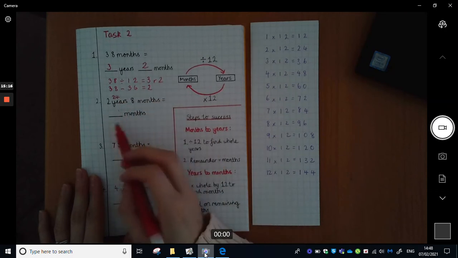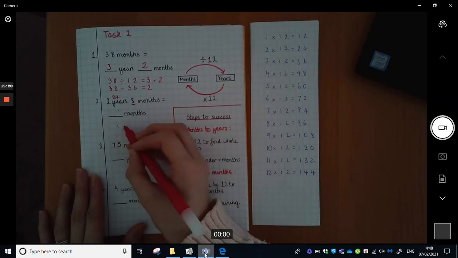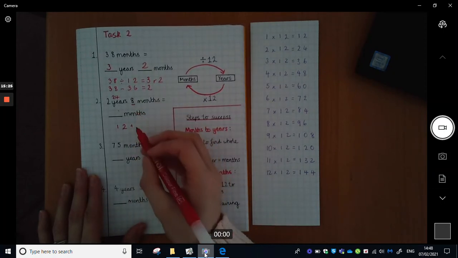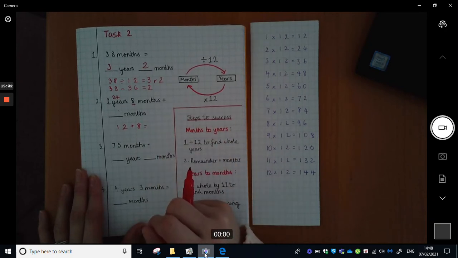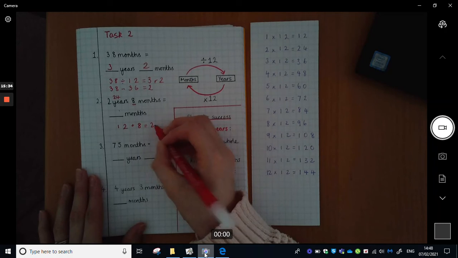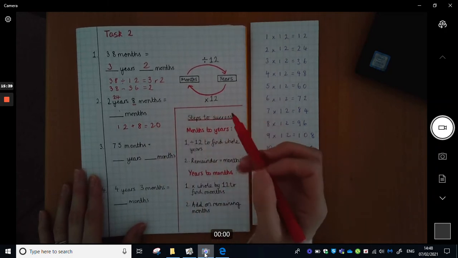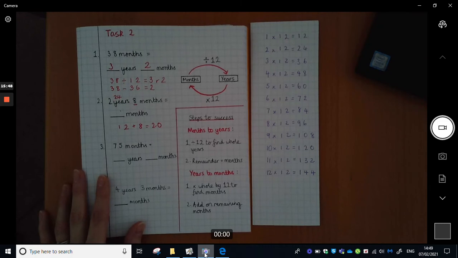Remember, I'm not going to write it in the answer just yet because I need to add on my months here. So I need to do 12, add on the remaining months, which is 8. 12 plus 8 is equal to, well done, it is 20. Oh, can you spot my mistake there? What have we done? Just going to give you a moment to think.